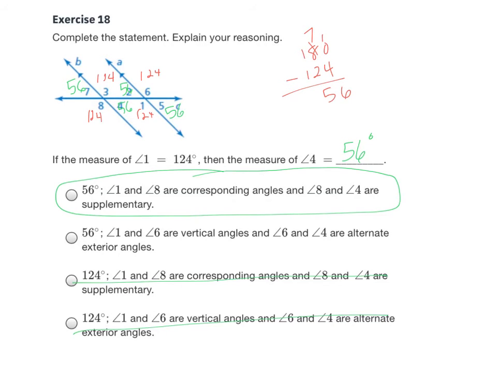Let's just rule out the second one. 1 and 6 are vertical angles. Yes, they are across from each other. And 6 and 4 are alternate exterior angles. No, it is not that one. One's on the inside, one's on the outside, so it can't be.